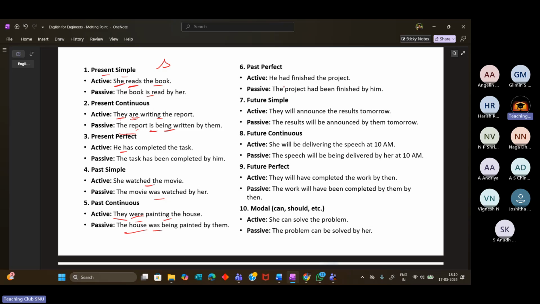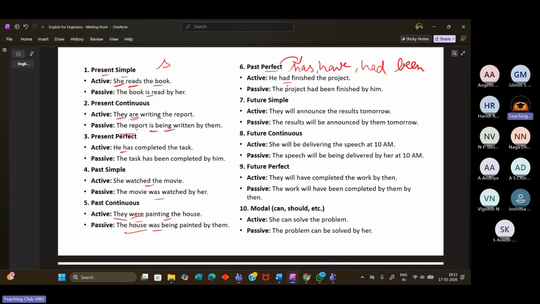Okay. So next, past perfect. He had finished the project. The project had been finished by you. So basically, what we do, perfect in any sense has has, have, or had with it. So perfect has these. So we just retain the same stuff in the passive voice and add a been with it. Has been, have been. In this past perfect case, we add been. We just add a been there.